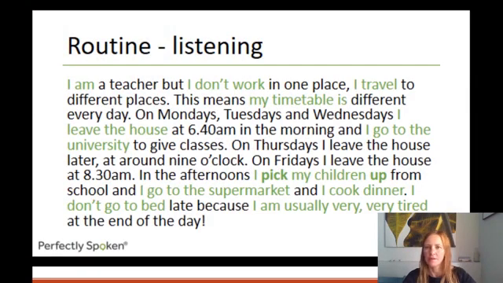So here we are. I've highlighted the verbs. We've got I am, the verb to be, and then we've got other verbs. I don't work, I travel. My timetable is the verb to be. I leave the house. I go to the university. I pick my children up, phrasal verb. I go to the supermarket. I cook dinner. I don't go to bed. I am usually very, very tired. Okay, so we've got lots of examples of present simple verbs, both verb to be and other verbs.